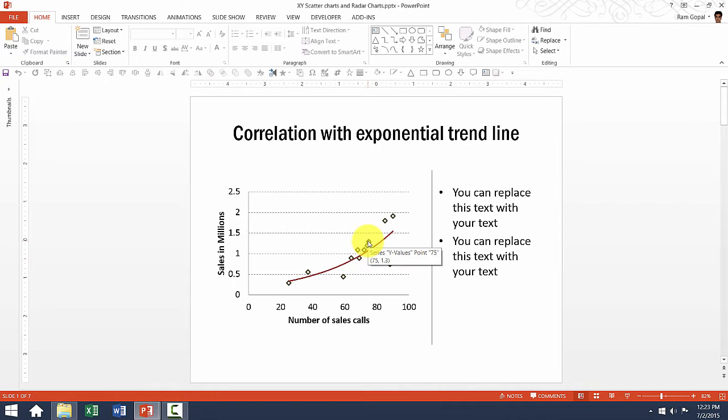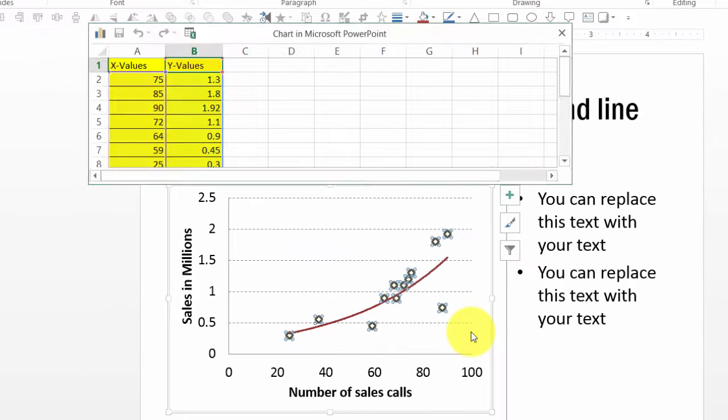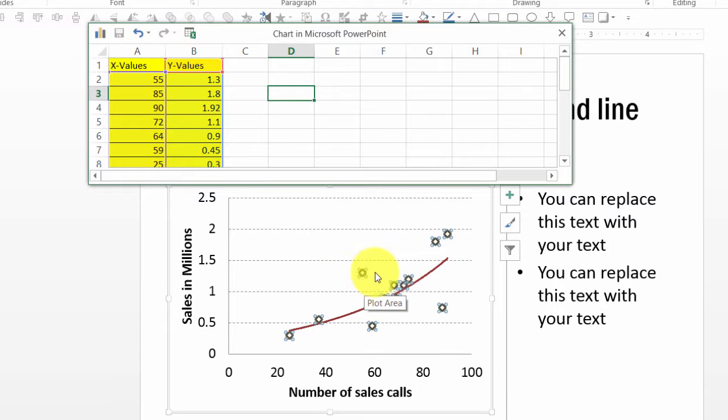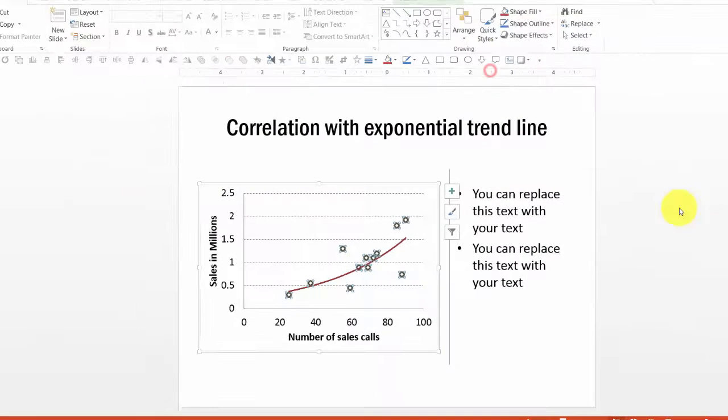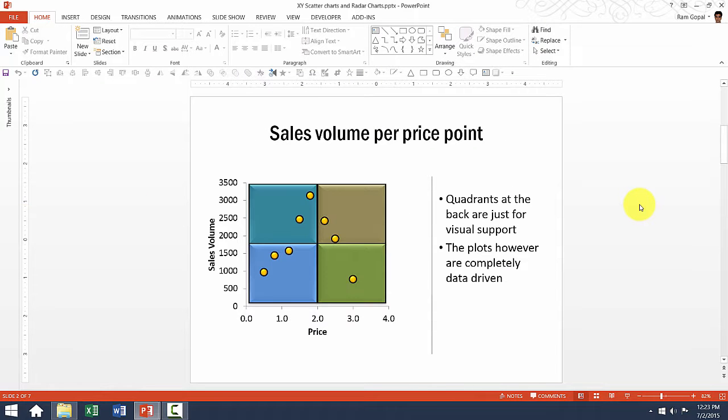For example, if I want to edit this chart, all I need to do is right click, go to edit data, and I can input my values for X and Y. For example, if instead of 75, I want to say 55 as the value for X, you can see that this particular point has moved from here to here. So that is how these kinds of charts are edited. Let us go to the next one.